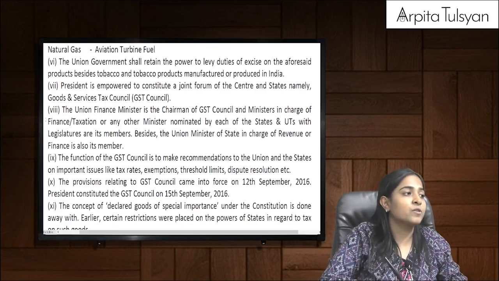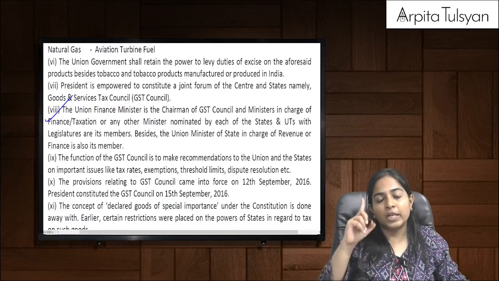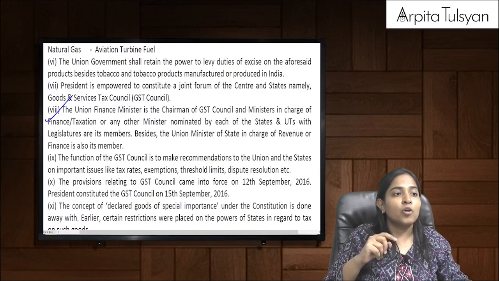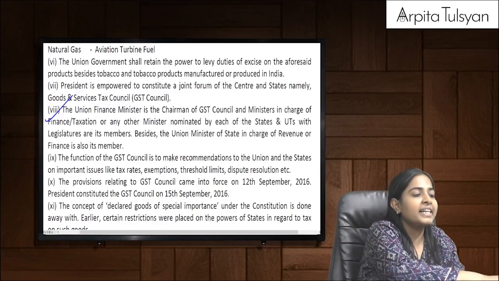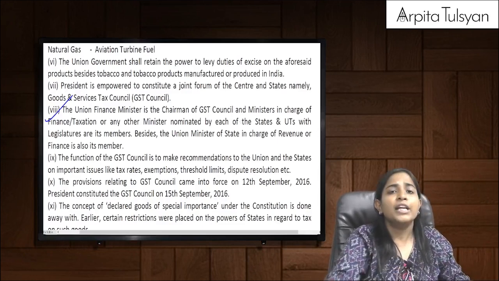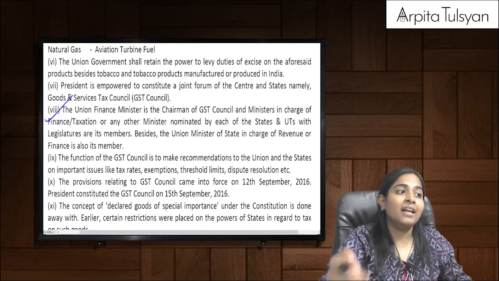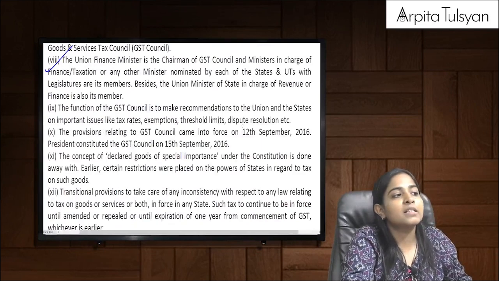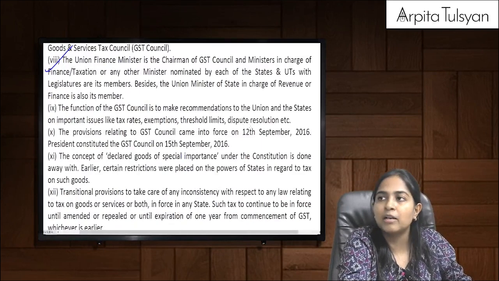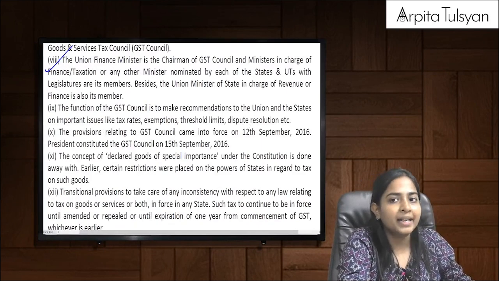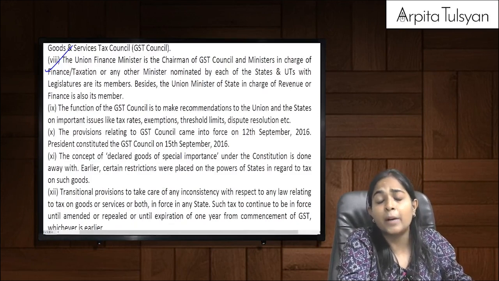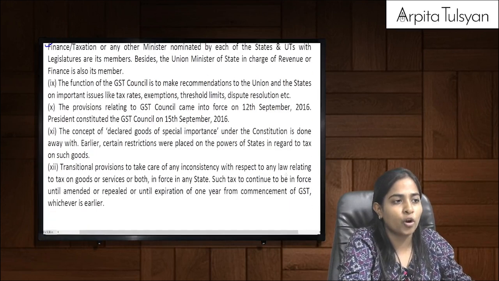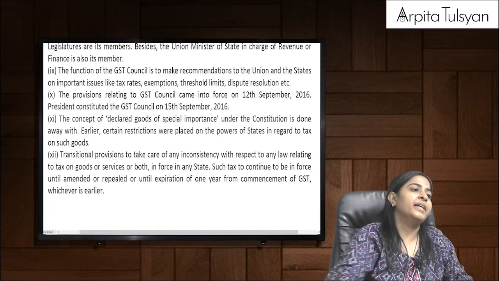GST Council: who will be the chairperson? The Union Finance Minister will be the chairperson. Who will be the members? We had studied, na? The Union Minister of State and the minister nominated by each state. What is the work of the GST Council? The work of the GST Council is to make recommendations to Parliament on goods which will come under GST, the rates of taxes applicable, the registration process and so on. Then the next one.